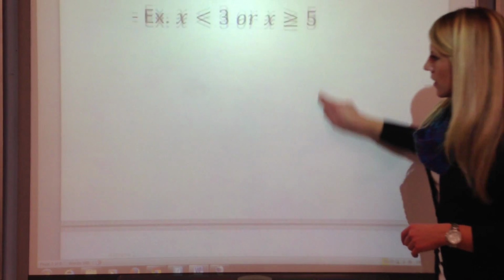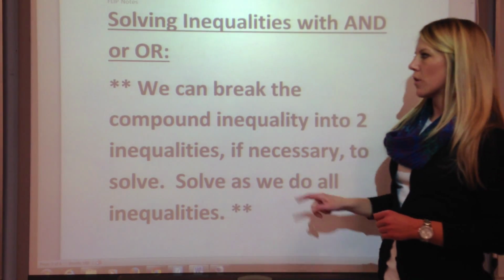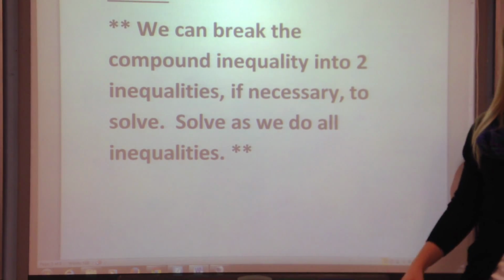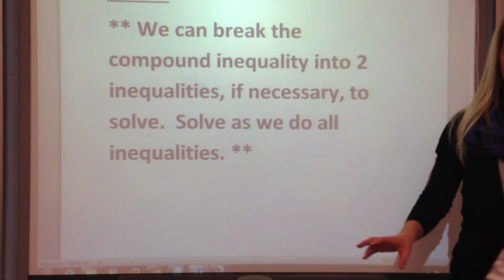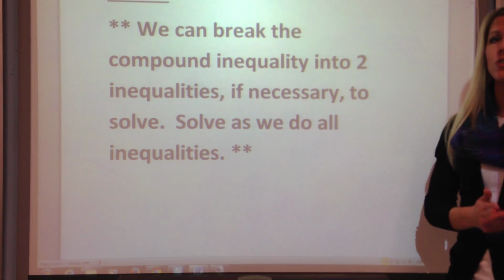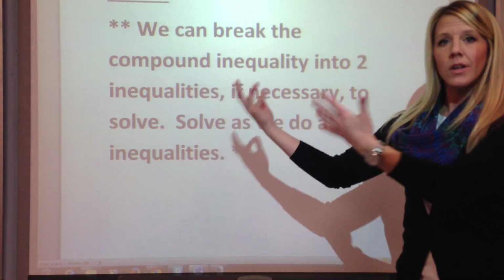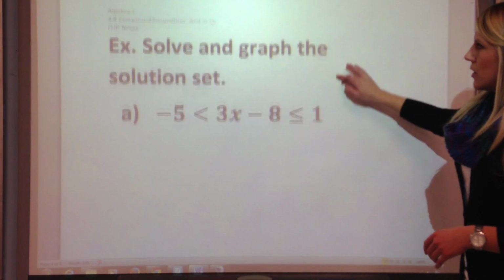So now, to get into solving these compound inequalities with the words and or. We can break the compound inequality into two inequalities if we need to, and you'll see what that looks like here in a second. And then we solve them just as we do any inequality. So it's the exact same thing we've been doing. We're just saying instead of 1, we're now going to have 2 to solve at the same time. So let's look at the first one.